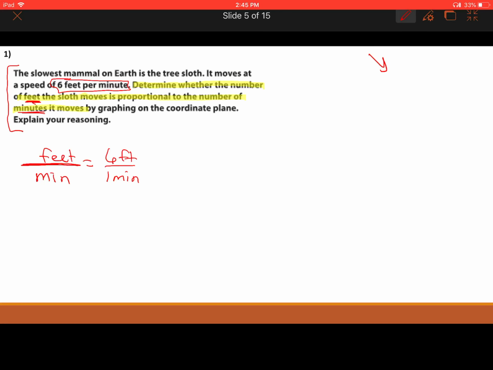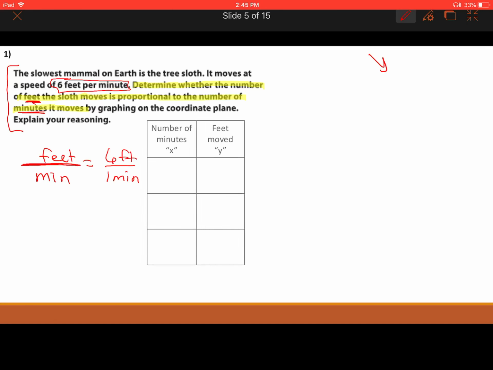So 6 feet each minute. All right, let's go ahead and represent this information in a table. If you look at our table, in our first column, we have the number of minutes. In our second column, we have the number of feet, or the amount of feet moved. So if we know that this sloth travels 6 feet every minute, we know that after the first minute, the sloth will have traveled a total of 6 feet.